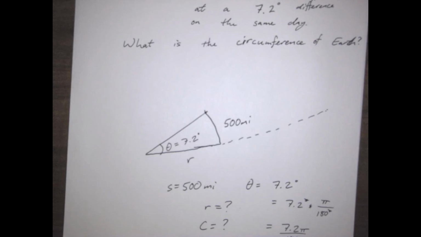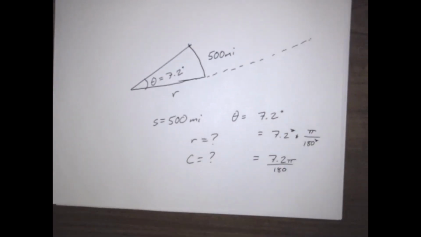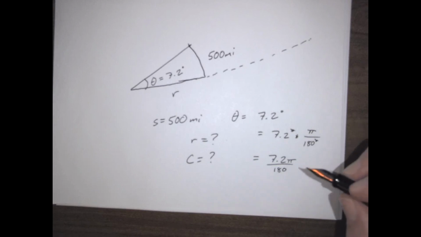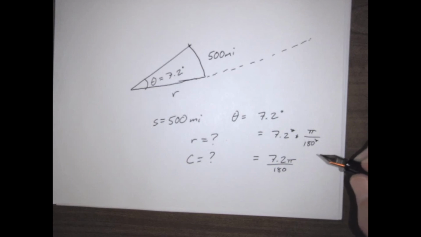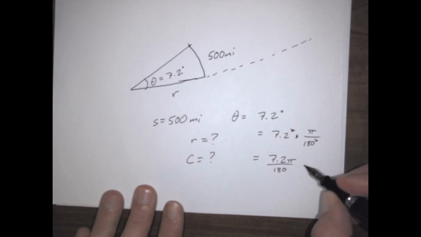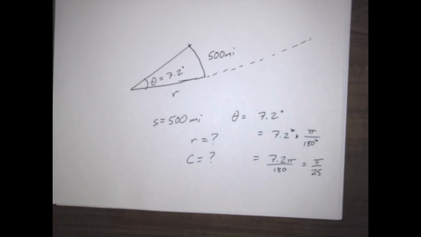Now, it just so happens usually we would reduce these, if they were integers, by finding a common factor. But in order to do that, we'd first want to scale it up. Actually, it turns out 7.2 goes into 180. Fun fact: this happens to be pi over 25. But you don't need to know that to complete this calculation. It's just an interesting fact to know.